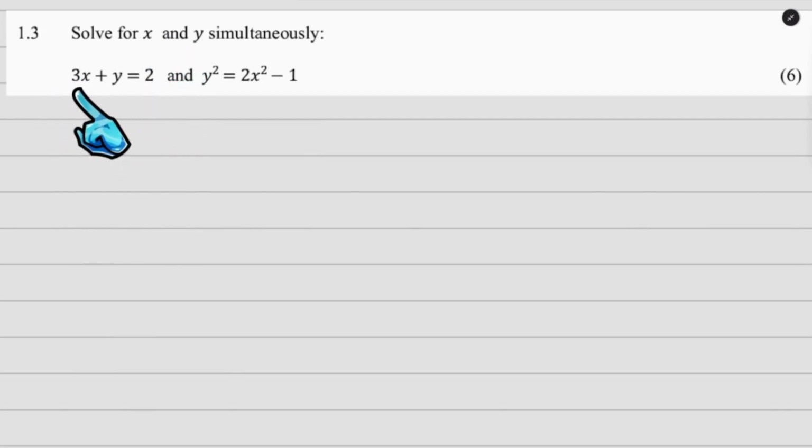Now I can get x on its own or y on its own. Y looks easier to get on its own because there's no number in front. It makes it more complicated when there's a number in front to get it on its own. So what I'm going to do is move this 3x over to the other side in this equation. And once that's done, I'm going to sub this into y's place in this equation.